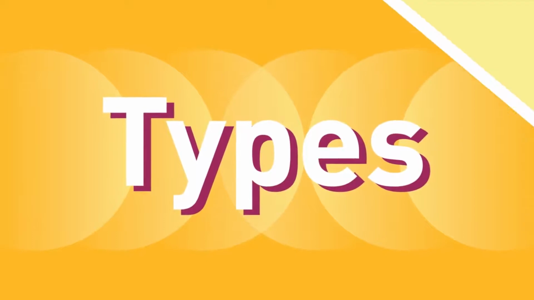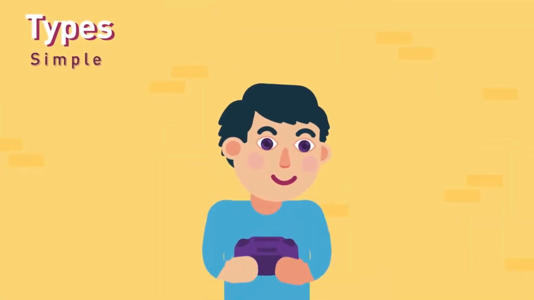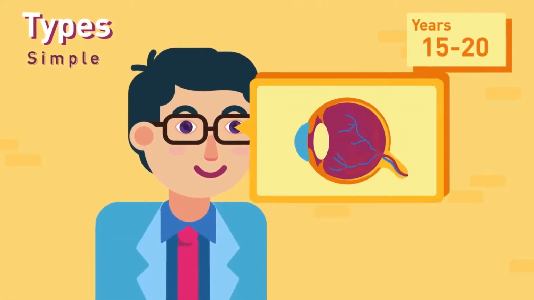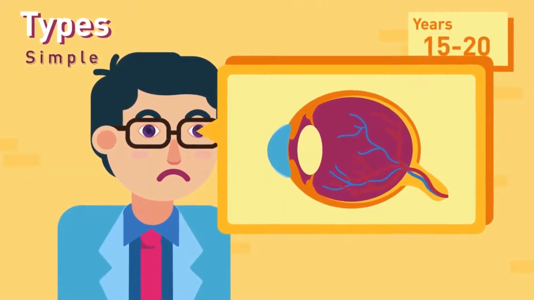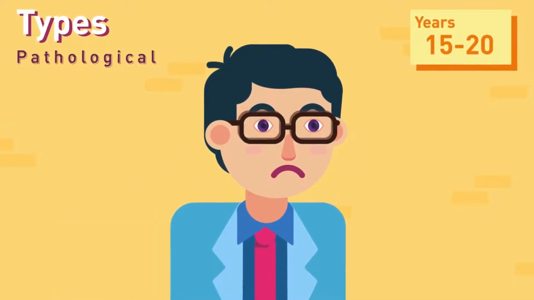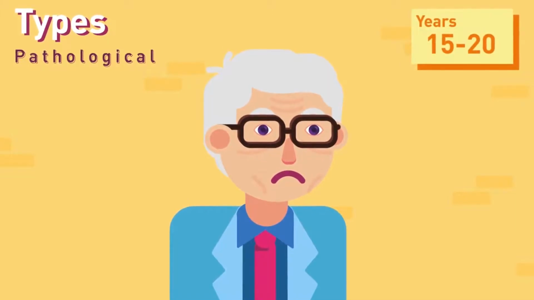Types. Congenital, from birth. Simple, the most common, starts from 5 to 10 years till 15 to 20 years and is mostly due to curvature or length problem of the eyeball. Pathological, hereditary, progressive, and is due to degenerative changes in the eyes.